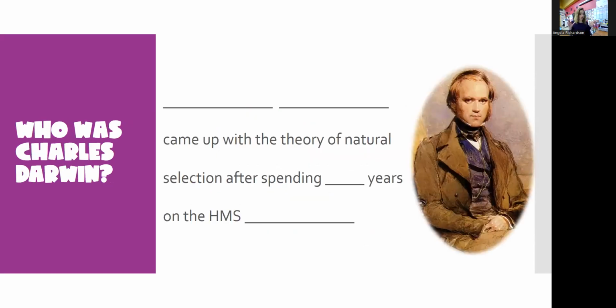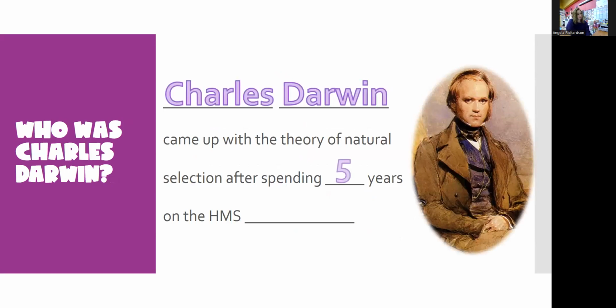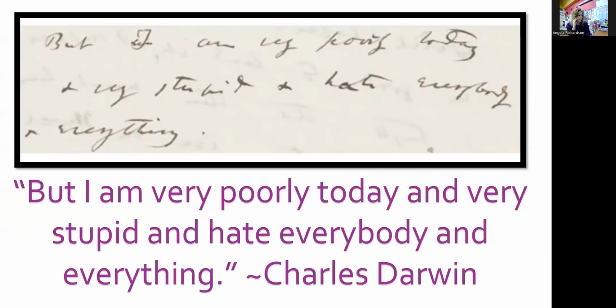So on his voyage, Charles Darwin came up with the idea of natural selection after spending about 5 years, like I said, on the HMS Beagle, which was the ship that they went on. And okay, here we go. This is my journal. And in his journal, he says things like, I am very poorly today and very stupid and hate everybody and everything. And I think I need a t-shirt that says that on it for Monday mornings.